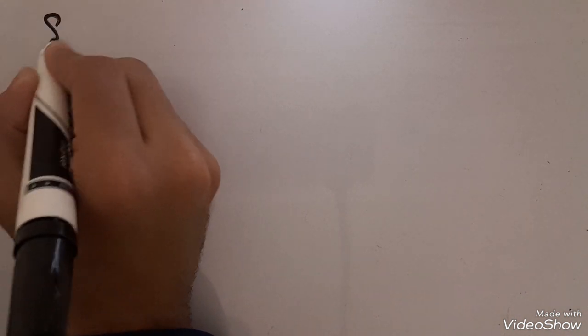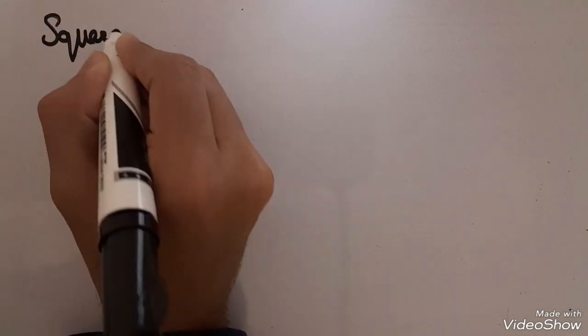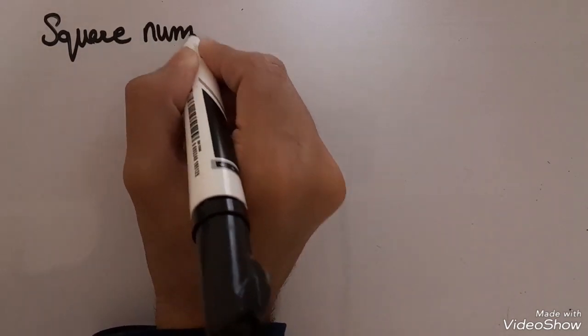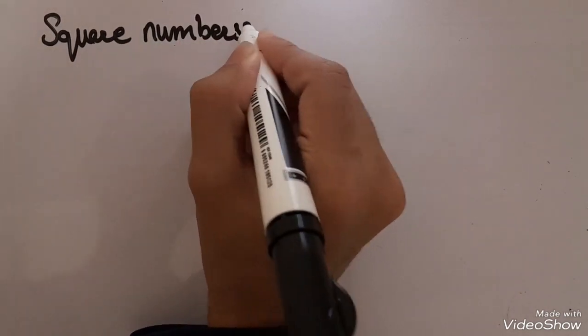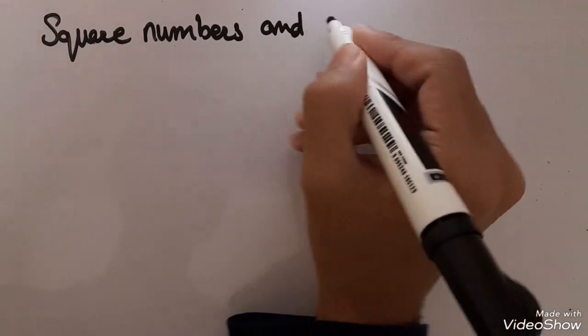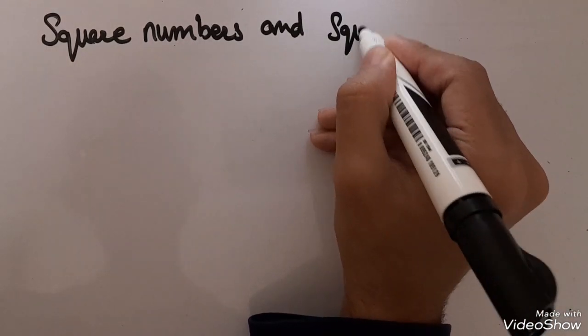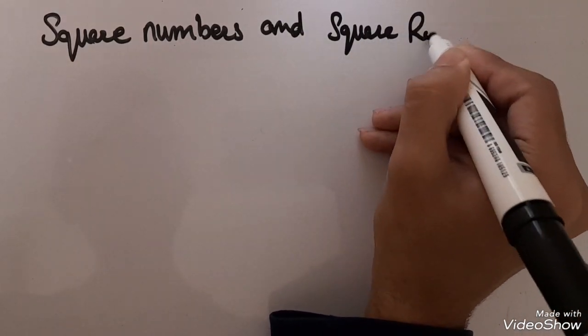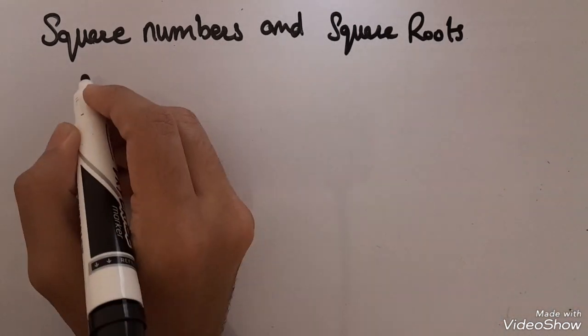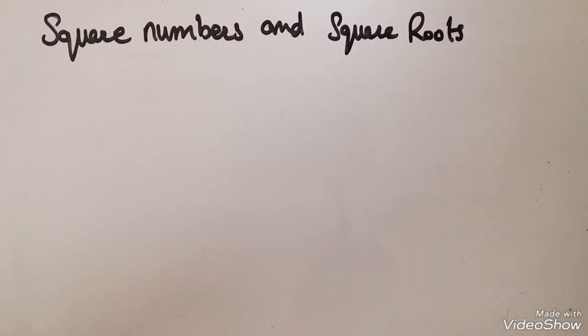So today I'll be explaining powers and roots. So first, in powers and roots we have square numbers and square roots. So what are square numbers and square roots?